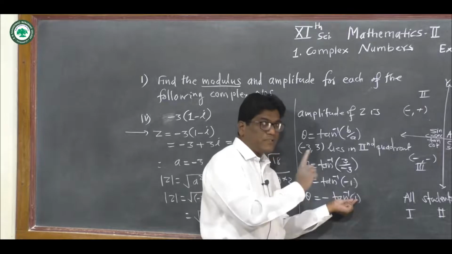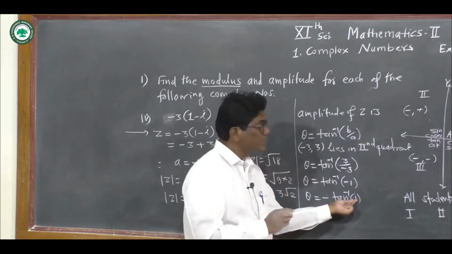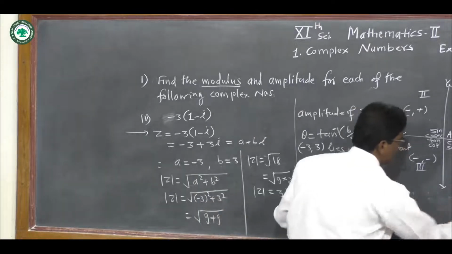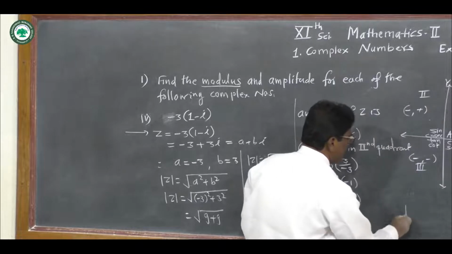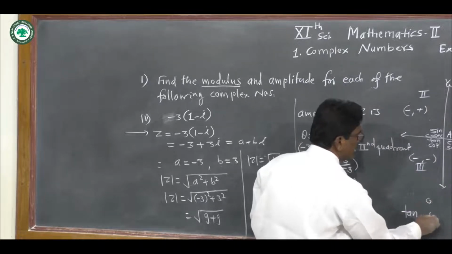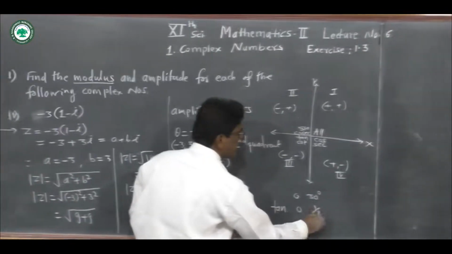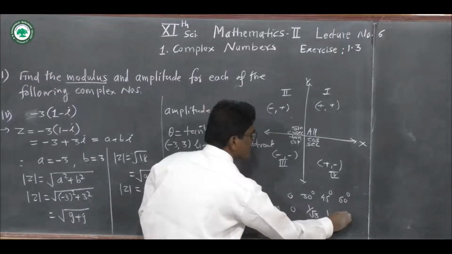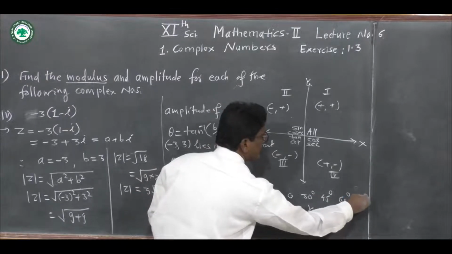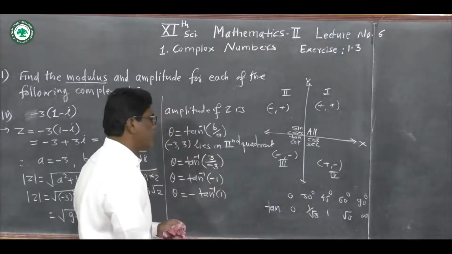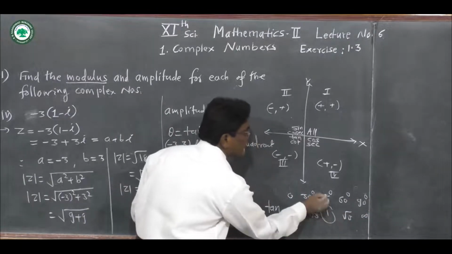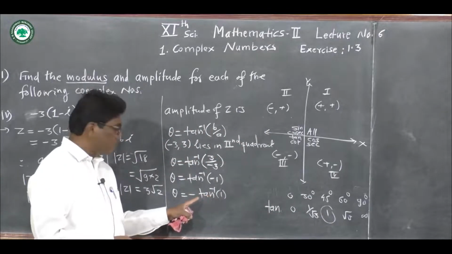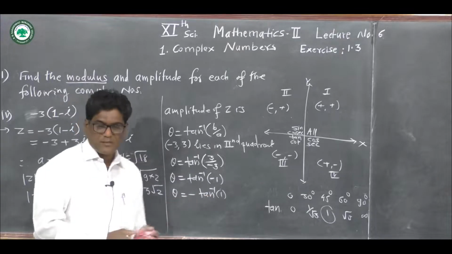And this 1 is a value in the tan table. We know the table of tan: for 0 degree it is 0, for 30 degree it is 1 upon root 3, for 45 degree it is 1, for 60 degree it is root 3, and for 90 degree it is infinity. Here 1 is the value for which angle? 45 degree.